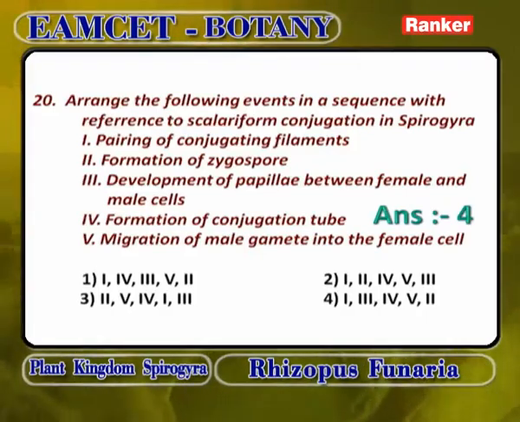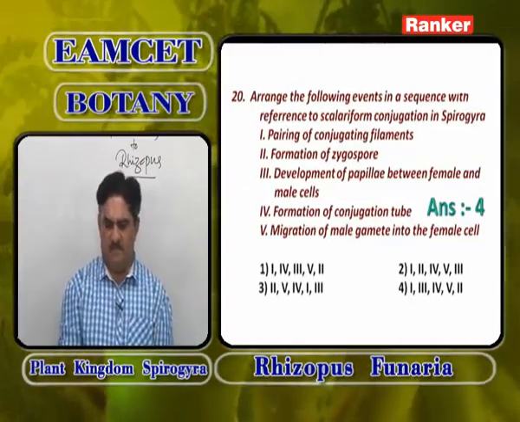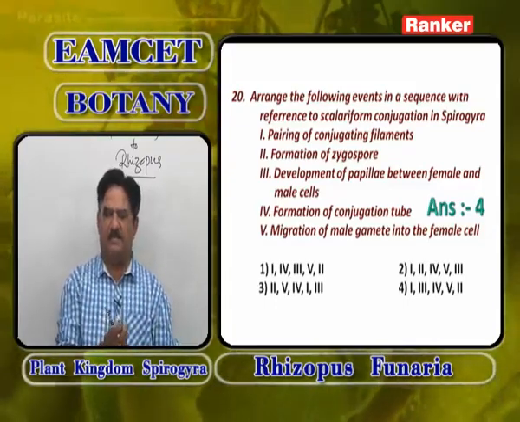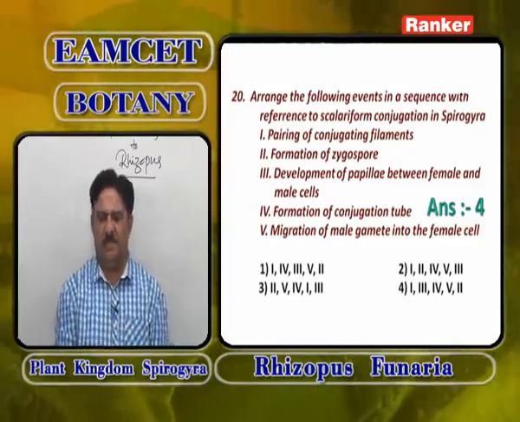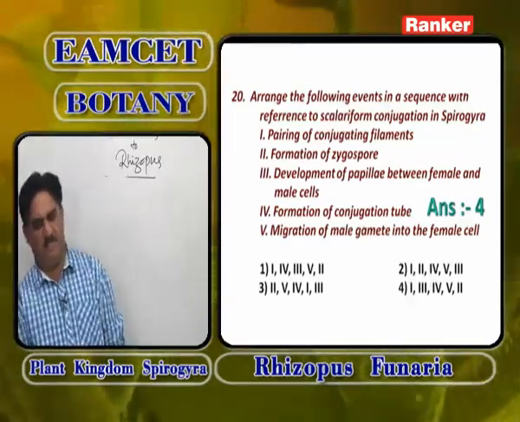Then formation of conjugation tube. Once both conjugating filaments come close, papillate outgrowths come in contact with each other, the wall at the point of contact is dissolved by cytase enzyme resulting in the formation of conjugation tube. Then migration of male gametes into the female cell. During migration of male gamete, physiological anisogamy takes place. And finally, formation of zygospores.